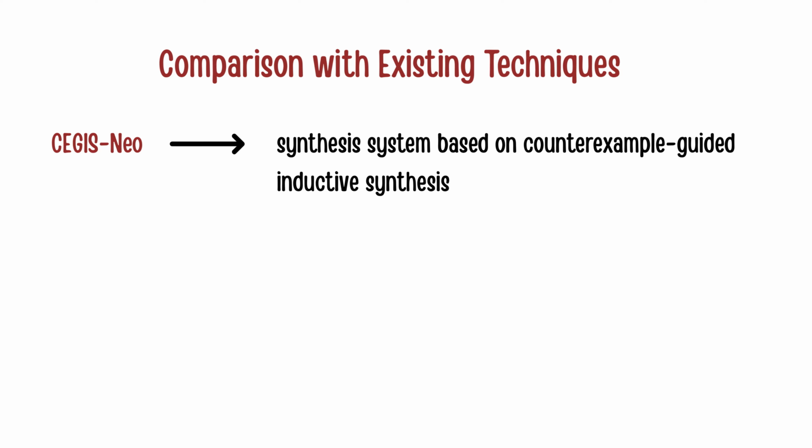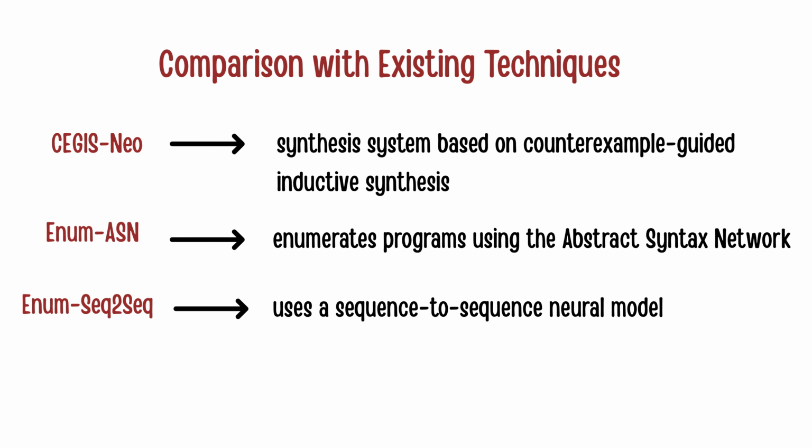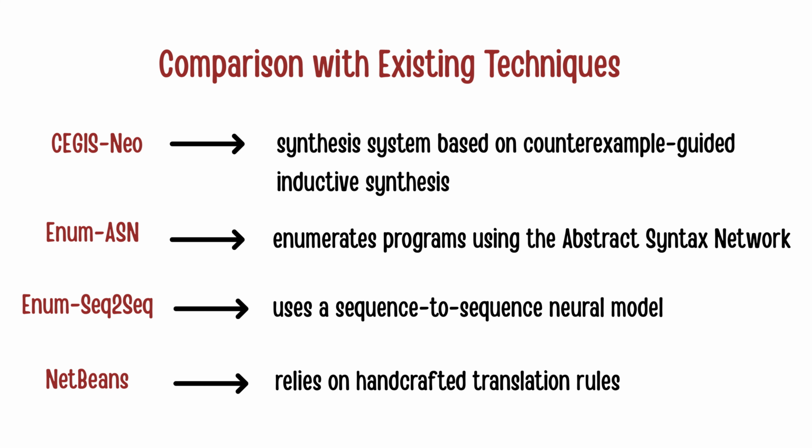Next, the authors compared NGST2 against several existing approaches. These included Segis Neo, a synthesis system based on counterexample-guided inductive synthesis; Enum ASN, which enumerates programs using the abstract syntax network; Enum sequence-to-sequence, which uses a sequence-to-sequence neural model; and for Java specifically, the NetBeans Stream Refactoring plugin, which relies on handcrafted translation rules. To ensure fairness, all neural models were trained using the same dataset and training methodology.